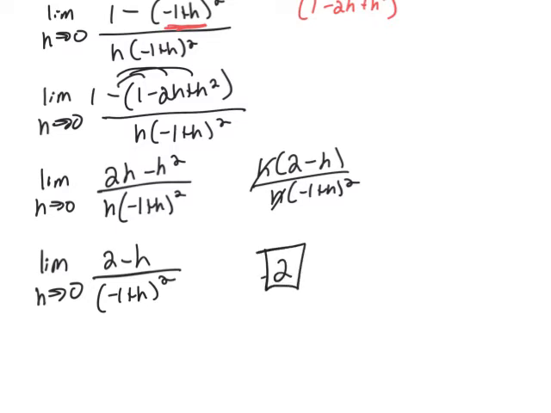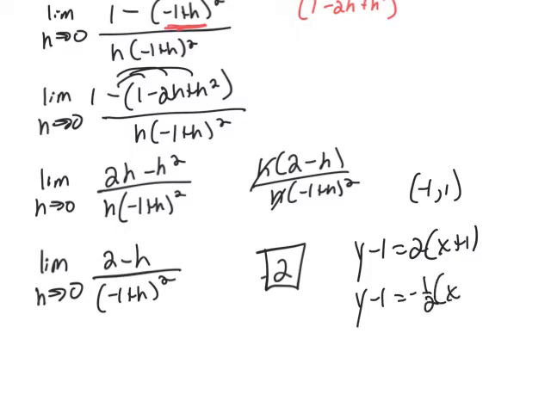That is the slope of the tangent line at that point. So if I'm going to write the equation, remember my original point was -1, 1. So this is going to be y minus 1 is equal to 2x plus 1. That's the tangent line. The normal line is y minus 1 is equal to -1/2 x plus 1.